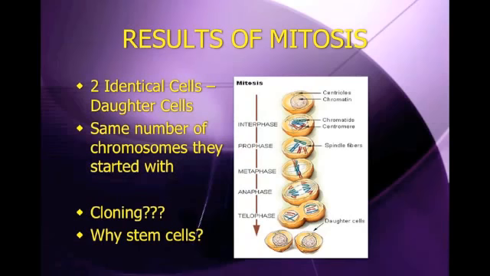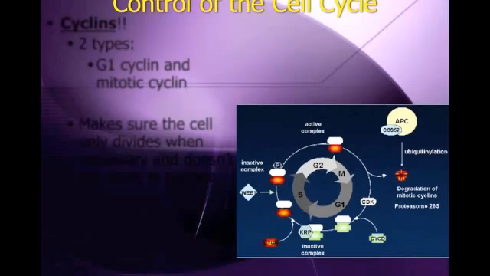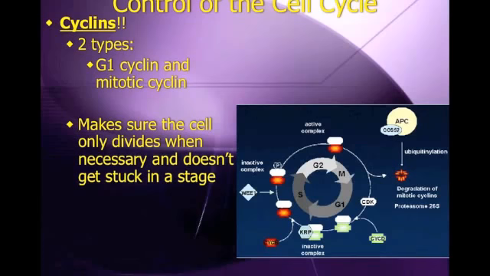It causes slight problems ethically and all of that, but those are thought processes about how mitosis actually can create something. So how this is controlled in your body: it is controlled by hormones known as cyclins. Cyclins control the cycle. You have 2 types, the G1 and the mitotic cyclin. G1 is found in the G1 phase, mitotic cyclin is found during mitosis. And they basically make sure the cell only divides when necessary and does not get stuck in a stage, because if it gets stuck in a stage, then that cell is pointless at that moment.